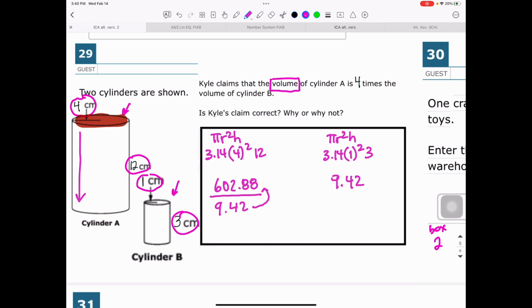602.88 divided by 9.42 is 64 times bigger. So if these were the measurements, this one will hold 64 times as much as this one does. So you can't just make assumptions. You have to do the math.